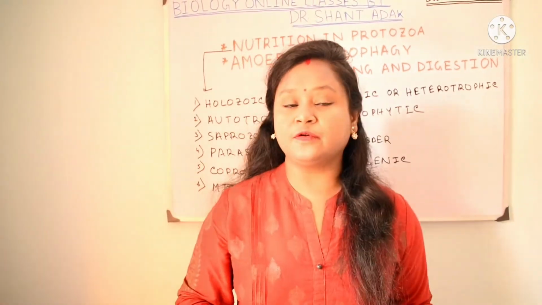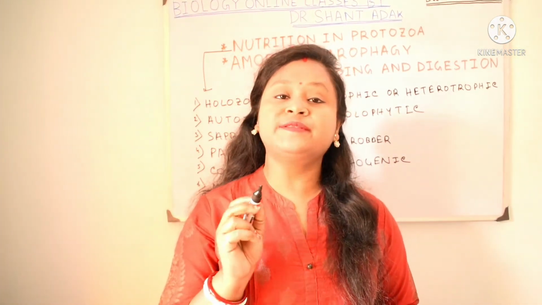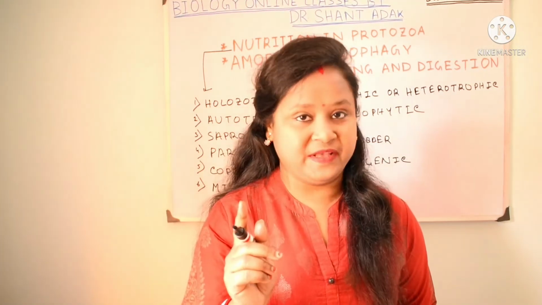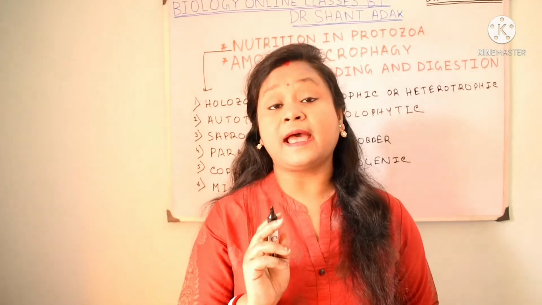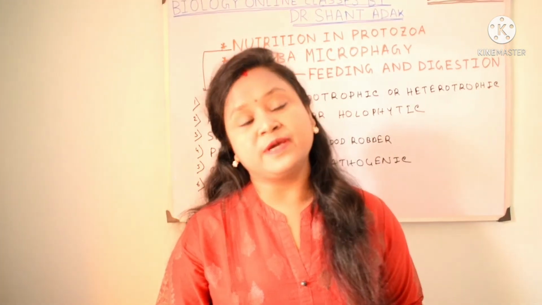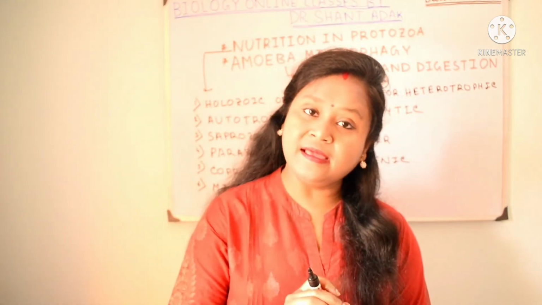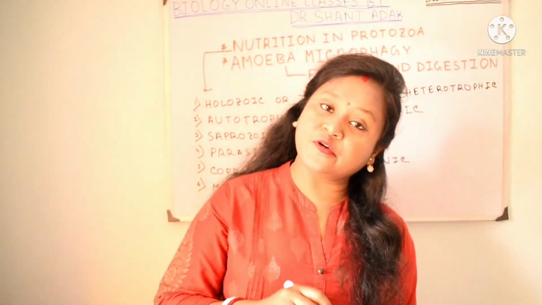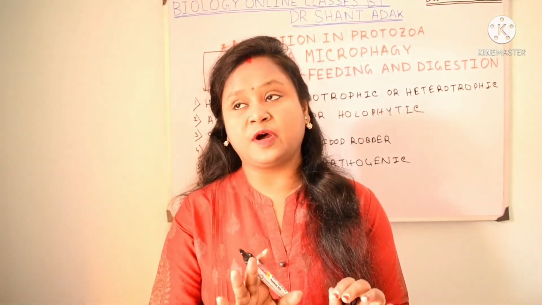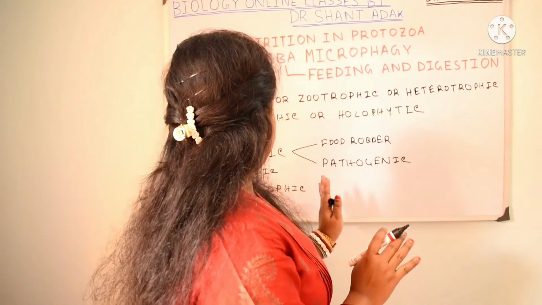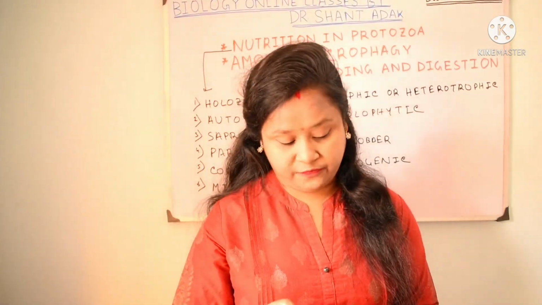Mixotrophic. What is this mixotrophic type of nutrition in protozoa? Some protozoa nourish themselves by more than one method, changing with their environment. This is called mixotrophic nutrition. Example: Euglena, which is both saprozoic and autotrophic. So they can perform both types of nutrition, and their nutrition type is called mixotrophic.